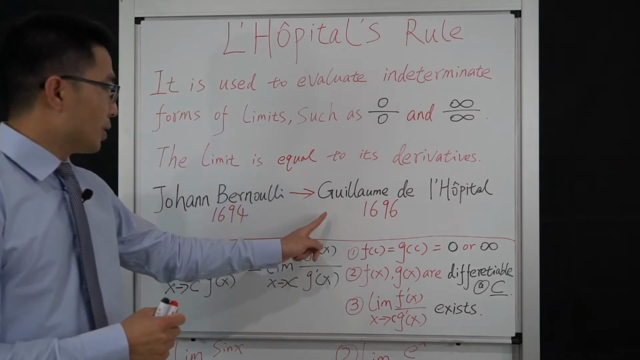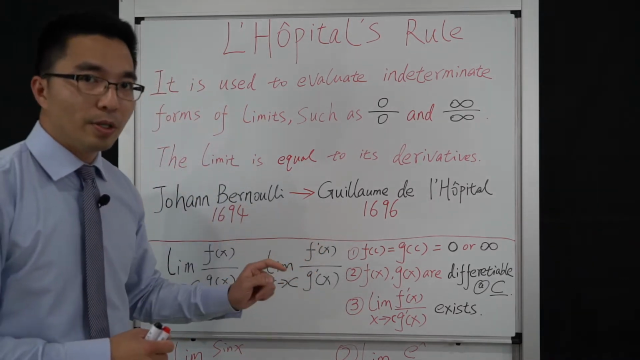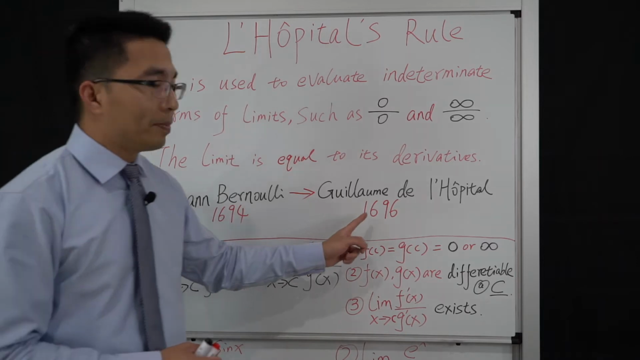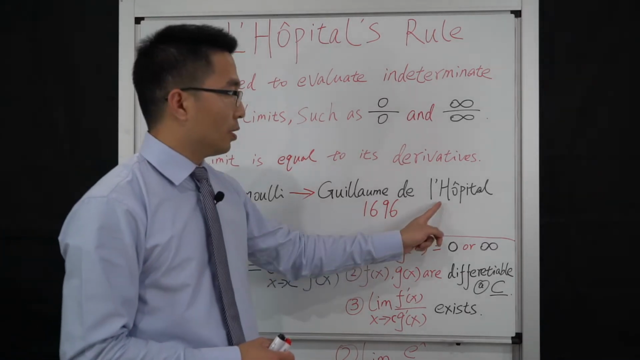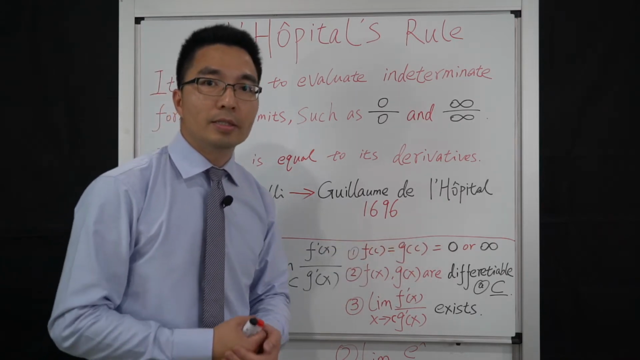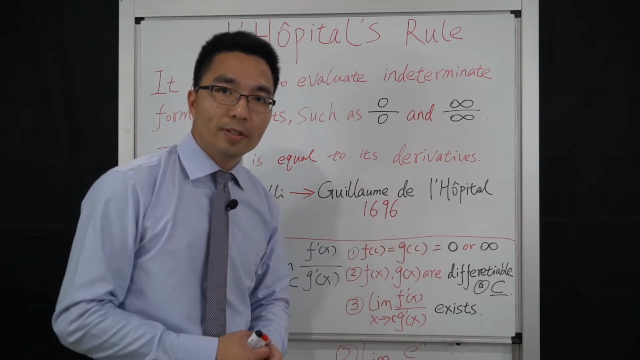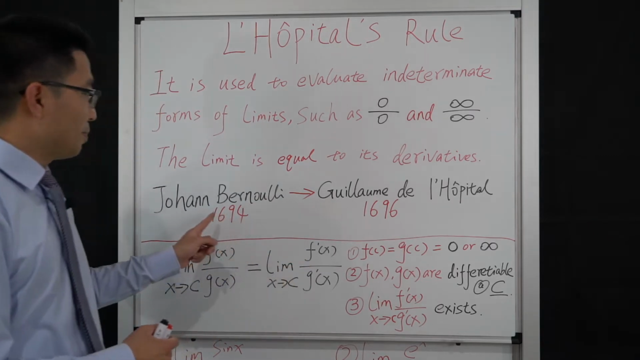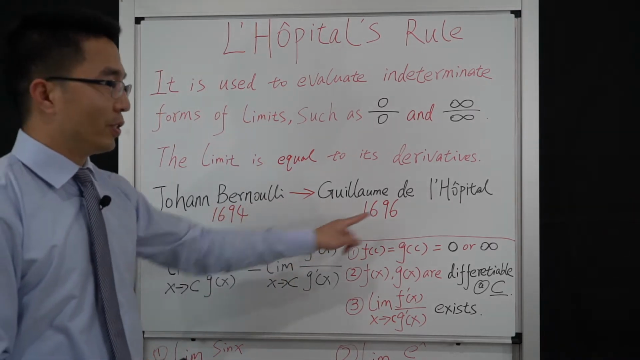Here is a little bit of history of L'Hopital's rule. It is named after a French mathematician, L'Hopital, in 1696. But it is believed this rule was introduced by Bernoulli 2 years ahead of L'Hopital.